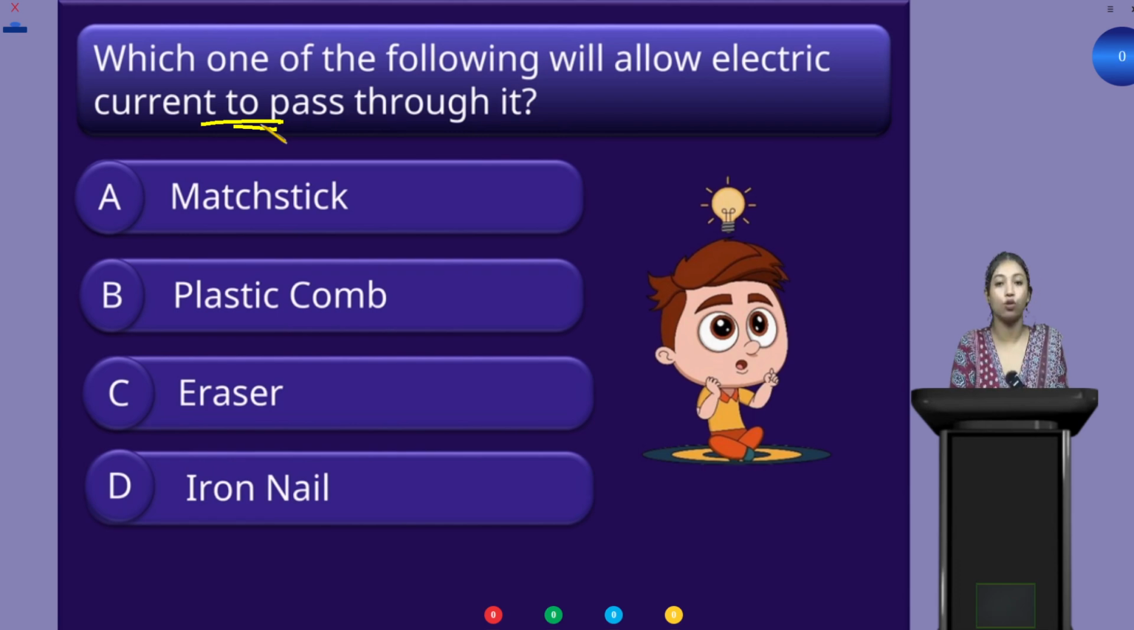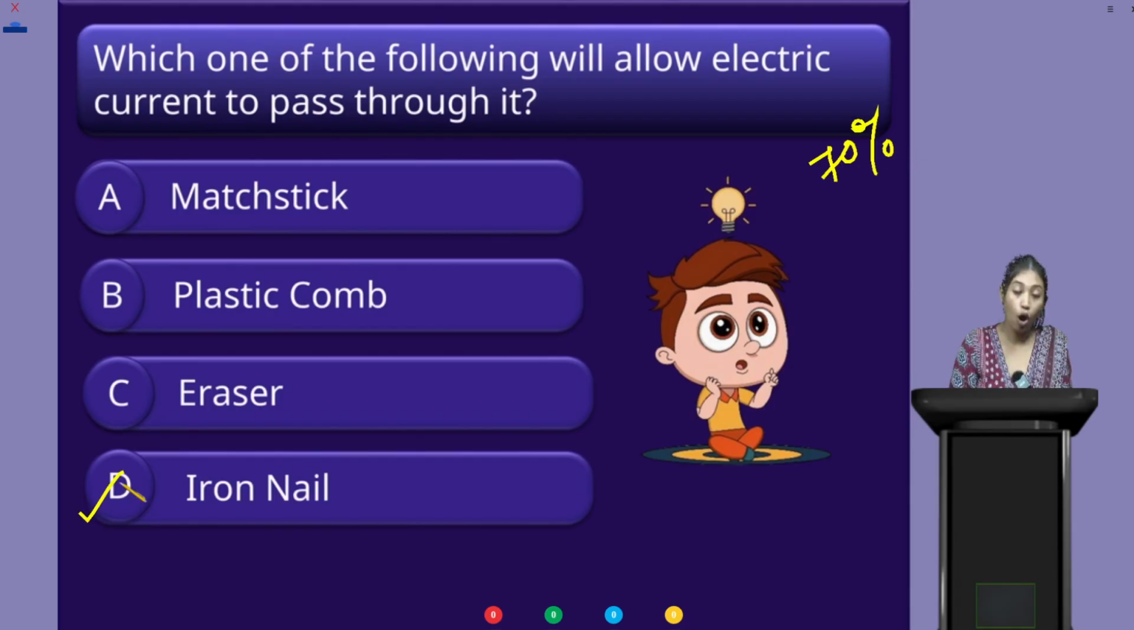Your time is over. Now very good. I can see that almost 70% of the students have answered option D, that is iron nail. It means you have understood that iron nail is a very good conductor, so it will help the current to pass from one side to another side.